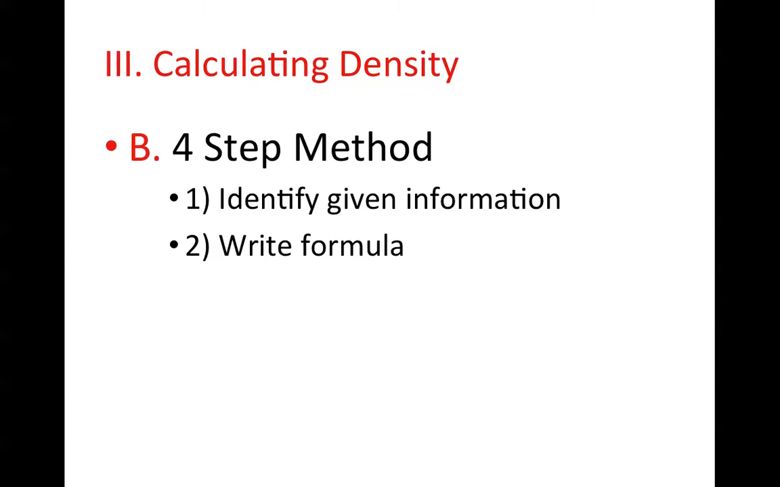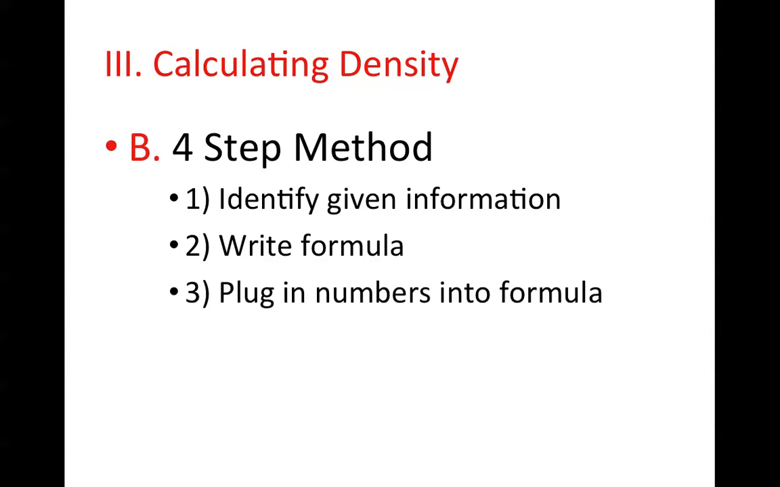What should we find? Step 2, you need to write out the formula. For density, we're always going to write D equals M divided by V. Step 3, you plug in the numbers into the formula. A lot of people get confused here and mix up their numbers. Where it says M, you have to fill in your numbers that you got for mass. Step 4, you write the answer with the units. Density, the units are always going to be grams over cubic centimeters or grams over milliliters.